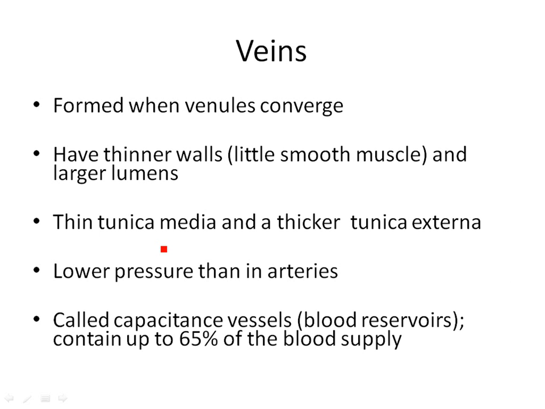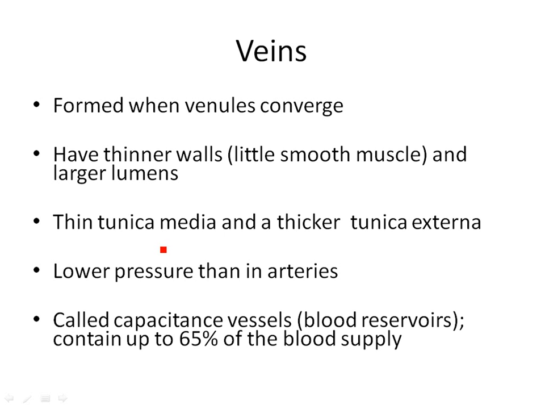Then, when the venules coalesce to form larger vessels, you call those veins. They have thinner walls, very little smooth muscle, and big, large lumens. They're under low pressure. They don't have that big force coming off the heart, and so these are low pressure vessels, and like I said before, you've got to work to get that blood back up to the heart, especially in the lower extremities where you're fighting gravity as well.